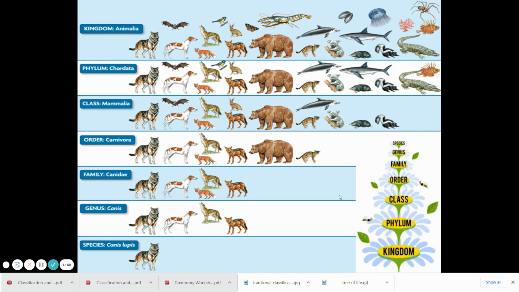So you can basically go through the classification system of any organism that has been identified. And organisms that have been identified are also going to be known by their scientific names, which is a two-name naming system that we'll look at in just a bit.